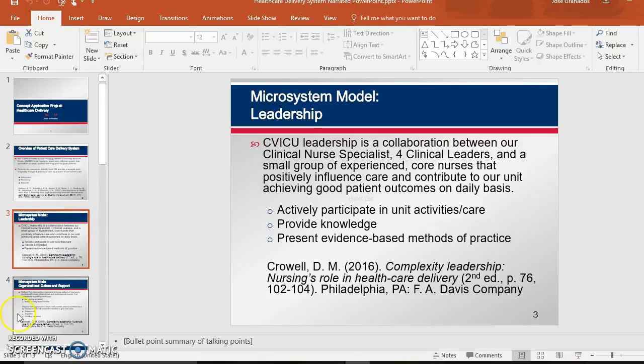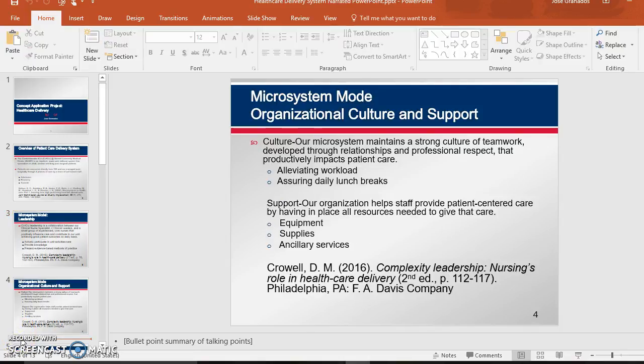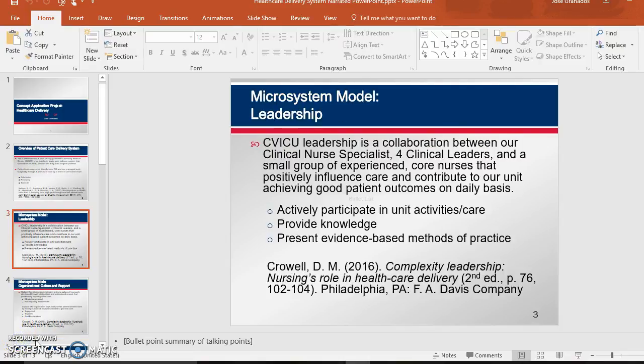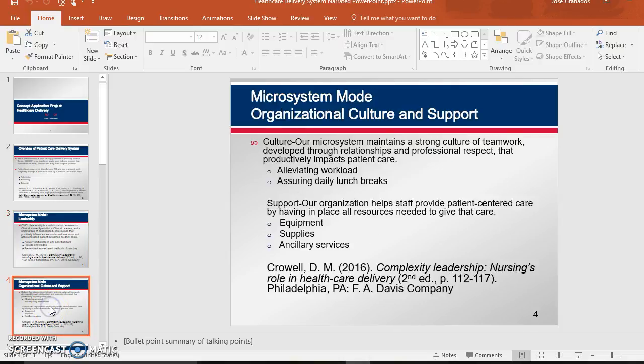The shared leadership group also presents evidence-based methods of practice through their attendance of conferences or workshops or other nurse organizations. The next slide is organizational culture and support.